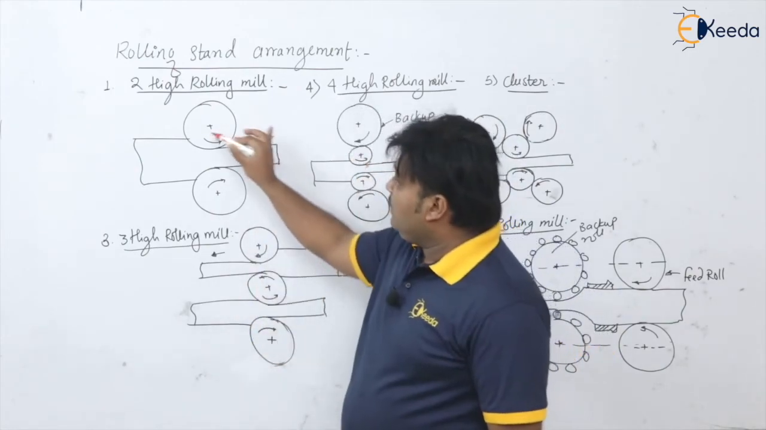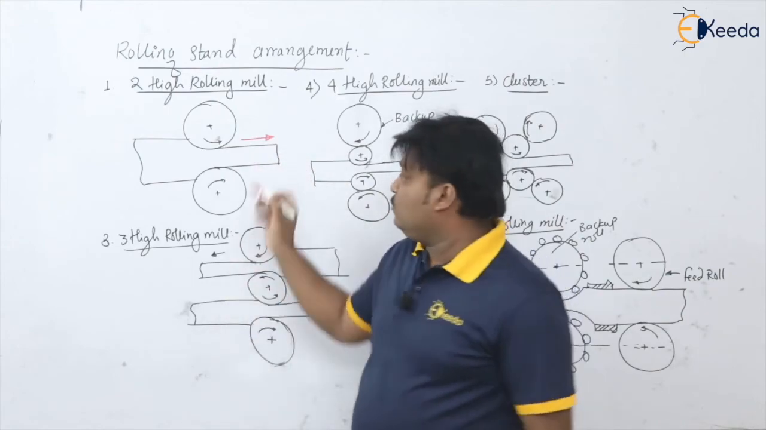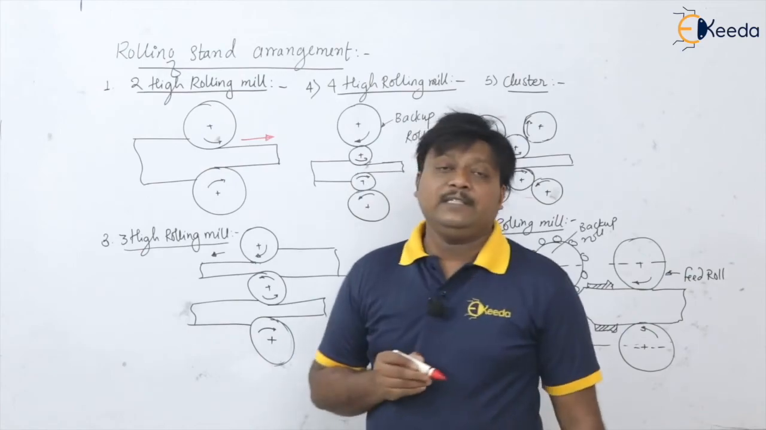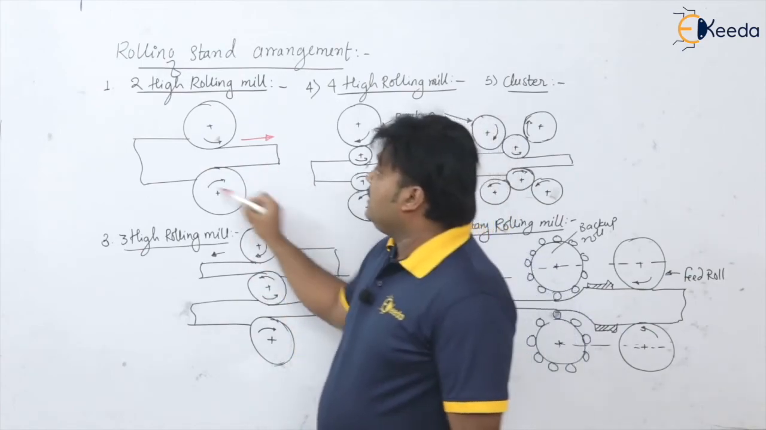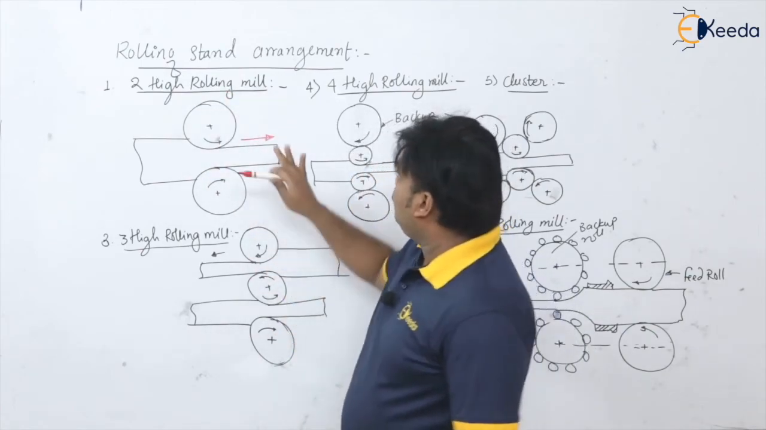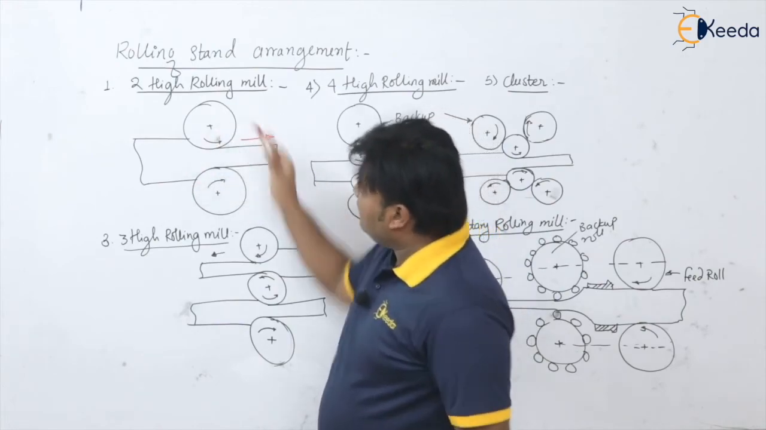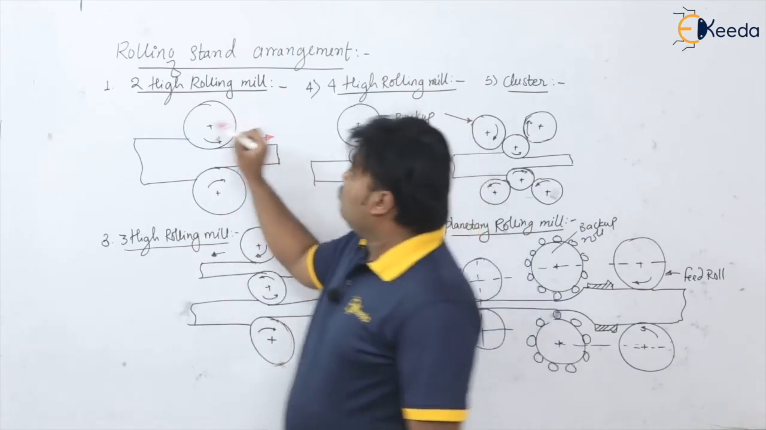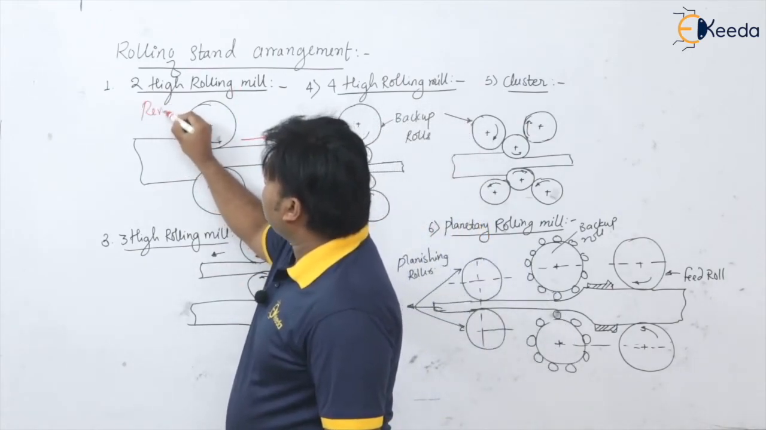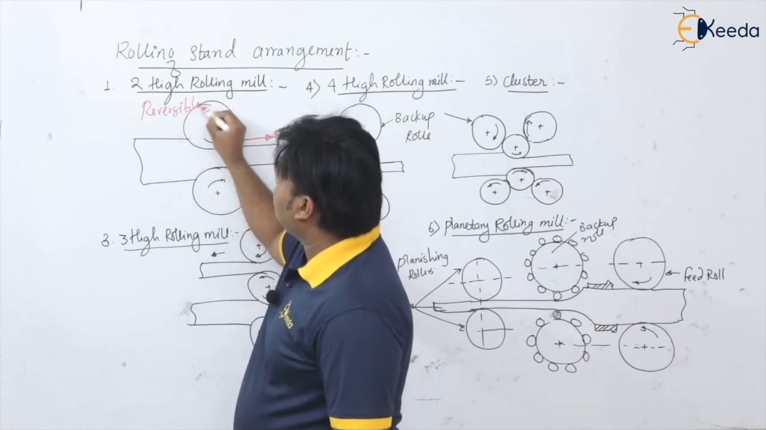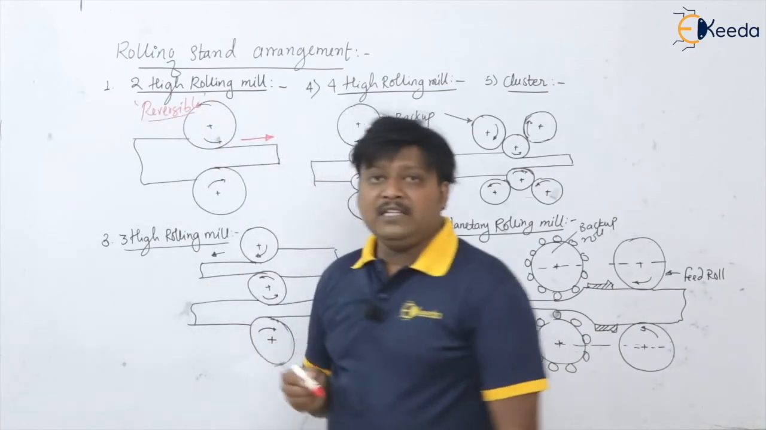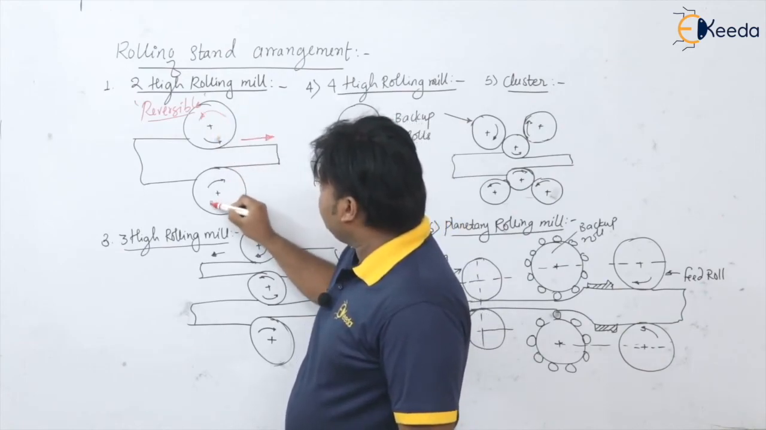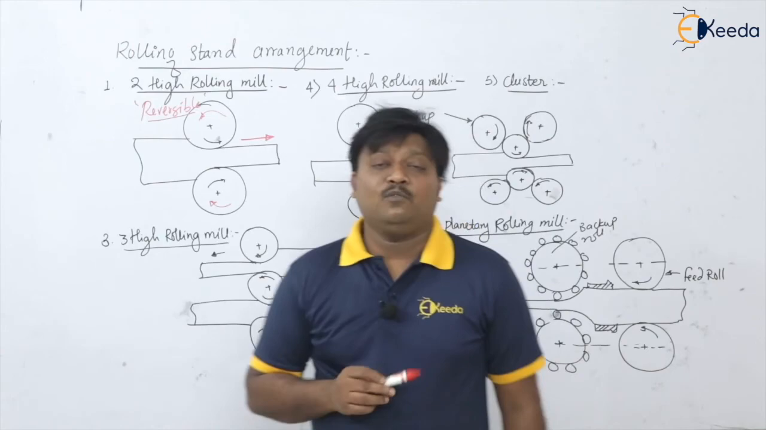The roller will move only in one direction, so that this strip or the plate will also move in one direction. So this is the two high rolling mill. If you look at the two high reversible mill, the next category, what is meant by this? Here we can change the direction of rotation of the rolls.